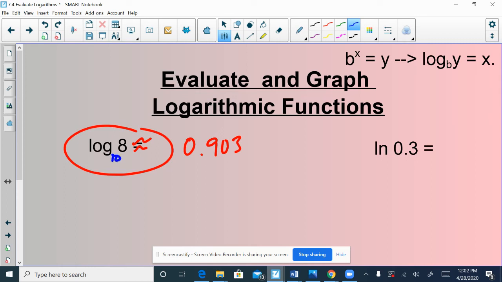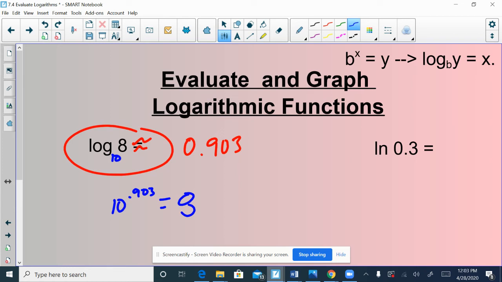So you guys should be able to convert this into exponential form at this point. This would say 10 to the 0.903. 10 to the power of 0.903 is 8. And you could verify that with your calculator. I'm going to do that right now. 10 to the 0.903, and I push enter, it says 7.998. Okay, so that's exactly the calculation that the calculator is doing. It's saying, okay, log with no base is base 10. 10 to what power is 8?